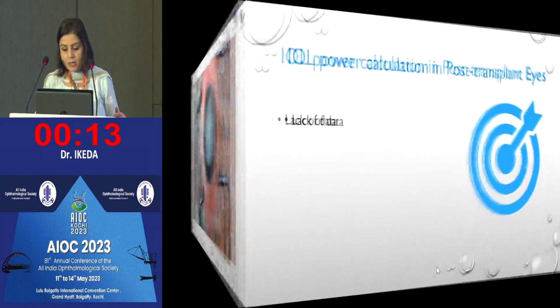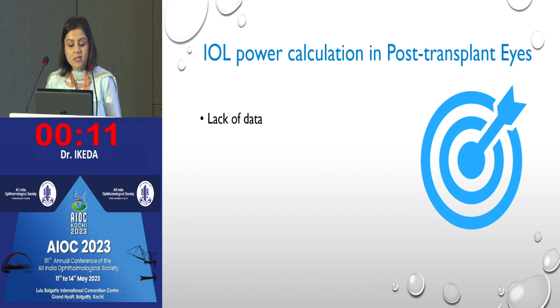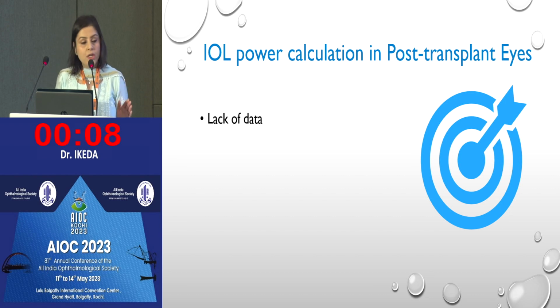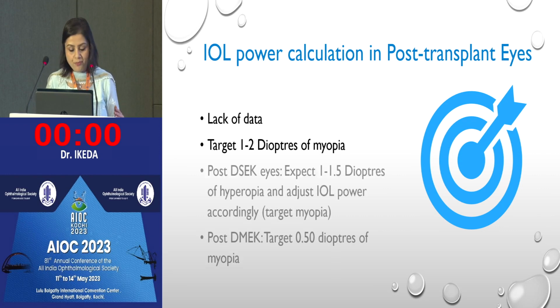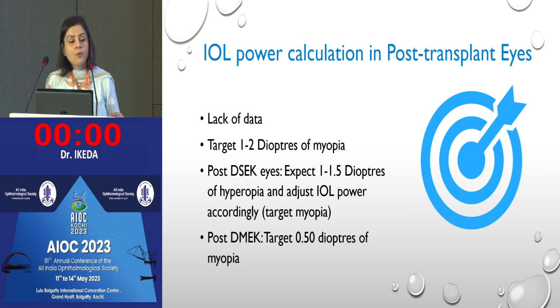And I would just like to end with a few salient points. About IOL power calculation in post-transplant eyes, there is a lack of data for us to clearly understand how to plan these cases. But what would help when we have a full thickness graft is to always target 1 to 2 diopters of myopia. Post DSEK eyes, we can expect again a hyperopic shift, expect 1 to 1.5 diopters of hyperopia and adjust accordingly. Post DMEK, we would probably not expect that much of a hyperopic surprise, and just targeting 0.5 diopters of myopia would be helpful.